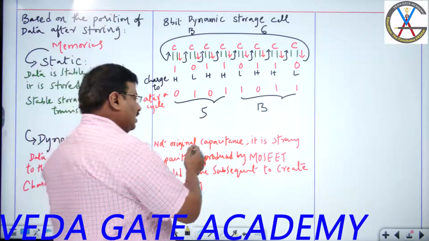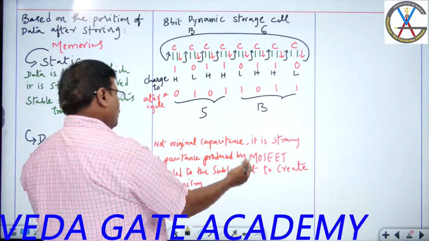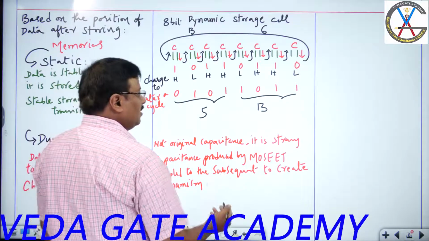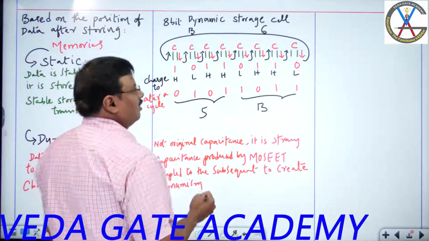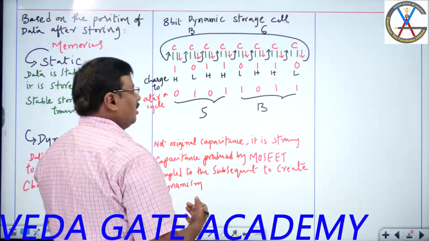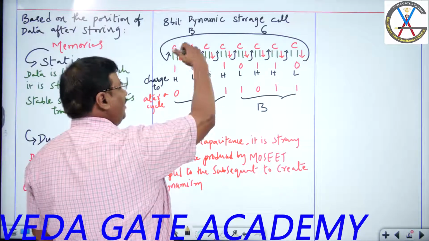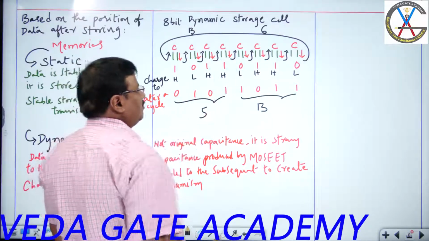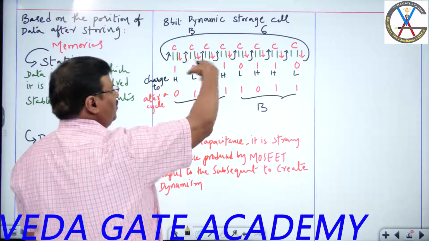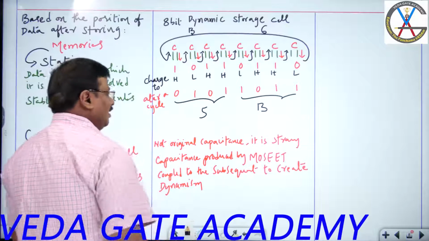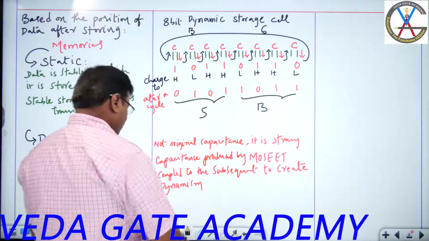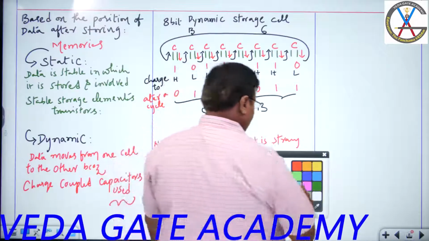So not original capacitance, it is a stray capacitance produced by MOSFET coupled to the subsequent to create dynamism. So what is dynamism? The energy of one capacitor moving to the subsequent is dynamism. So how is dynamism created? Coupling the charge between them, MOSFETs, the stray capacitance coupled between them, moving to the next, happen to create the dynamism. And why dynamism? Please tell me that.